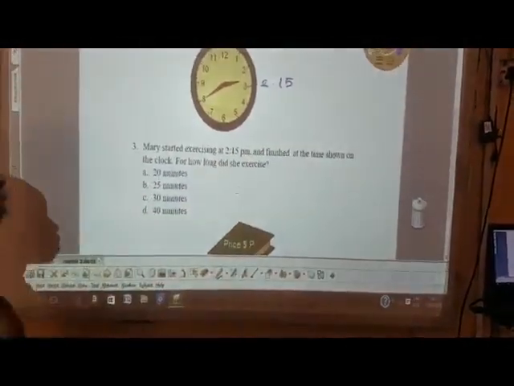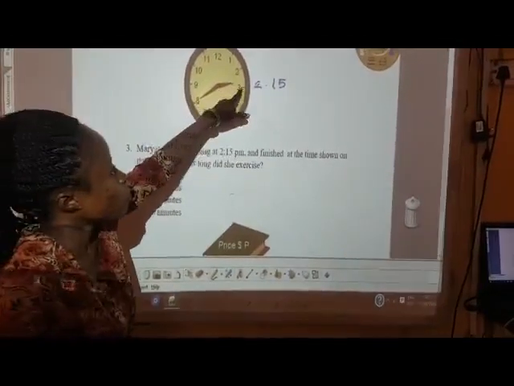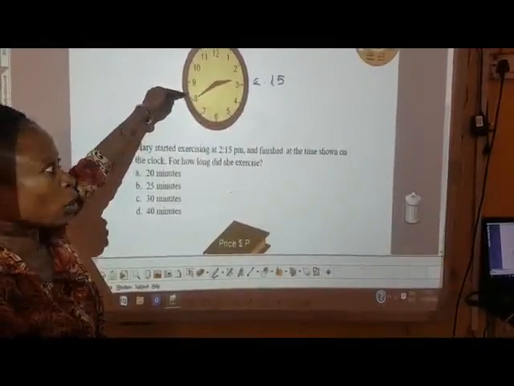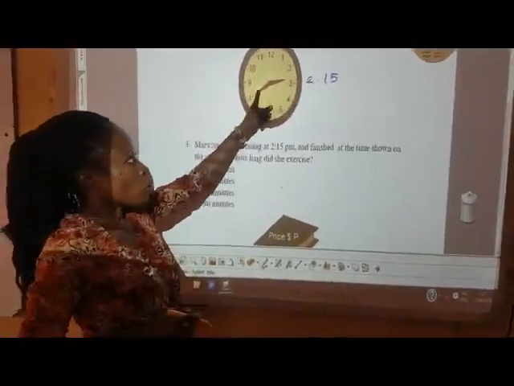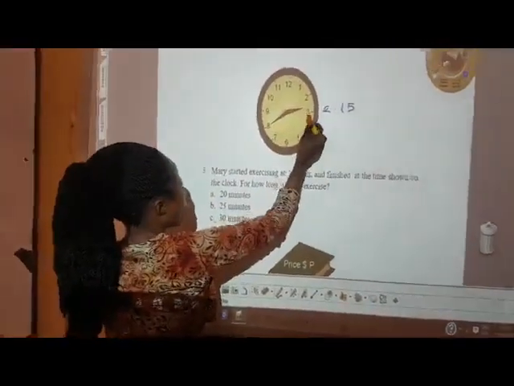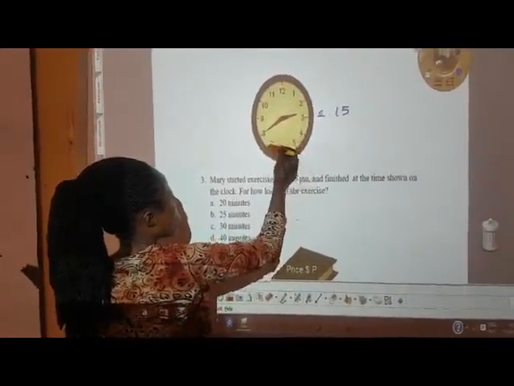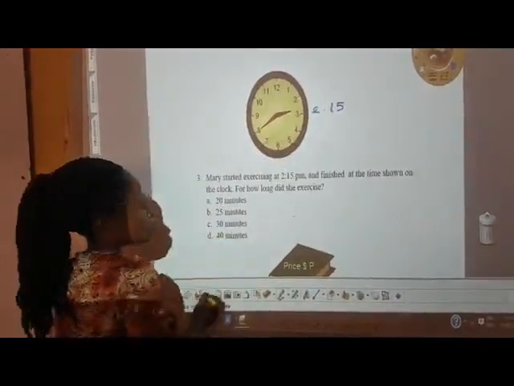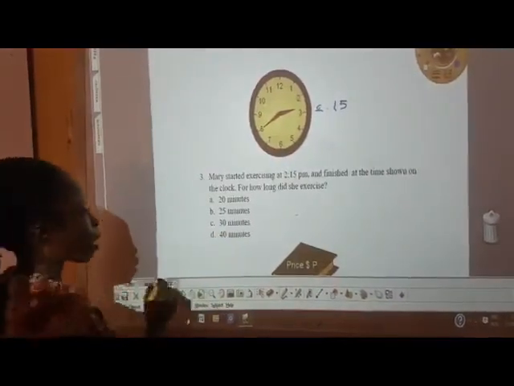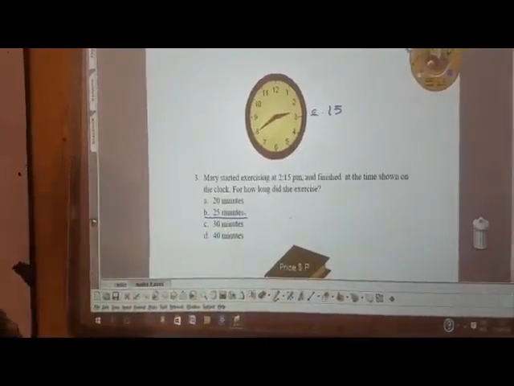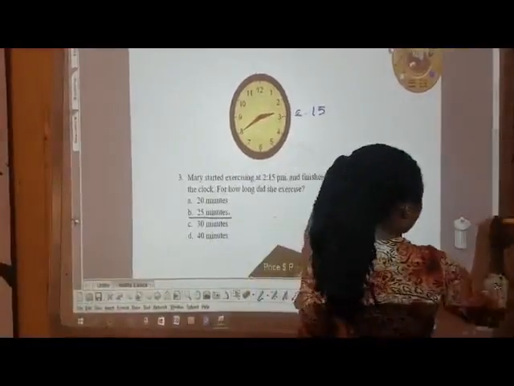Now, from 2:15, let's see the difference to the place where the long hand is touching, 8. The short hand is on 3, the long hand is on 8. You start counting. Don't start from this 3, start from 4: 5, 10, 15, 20, 25. So the difference is 25 minutes. That means she did her exercise for 25 minutes.